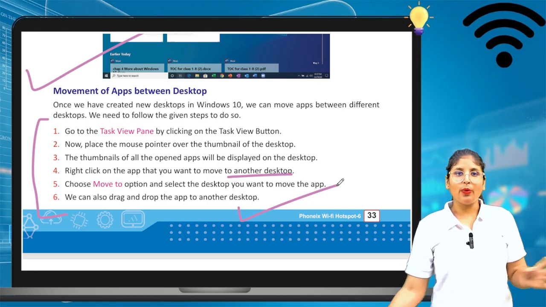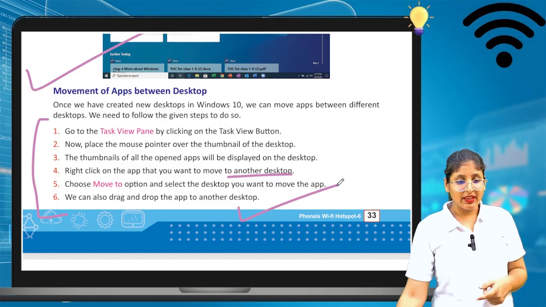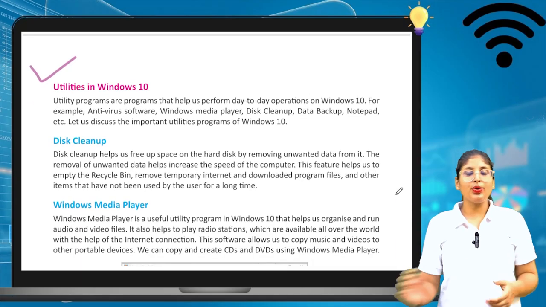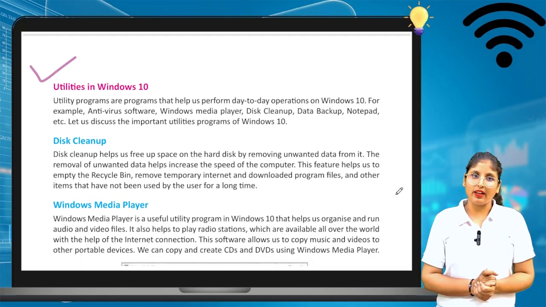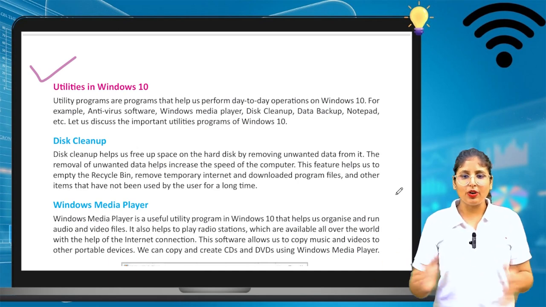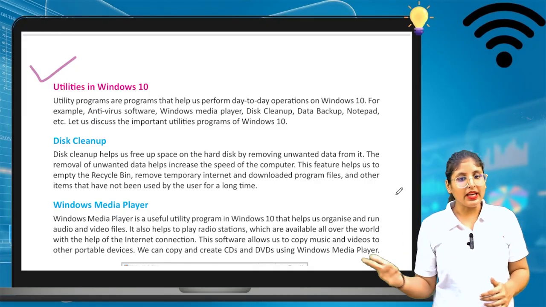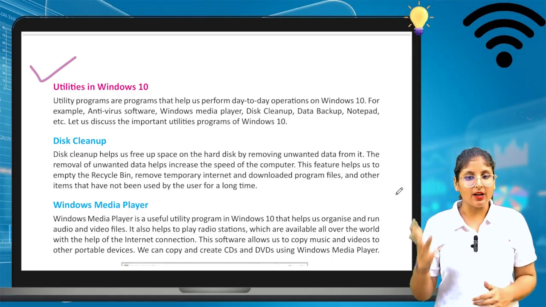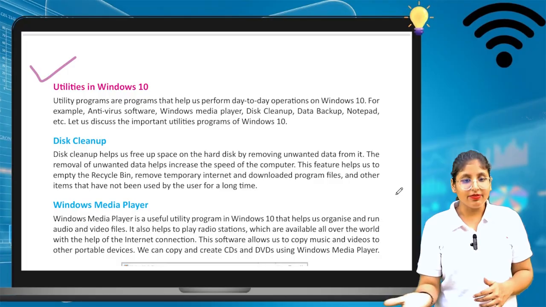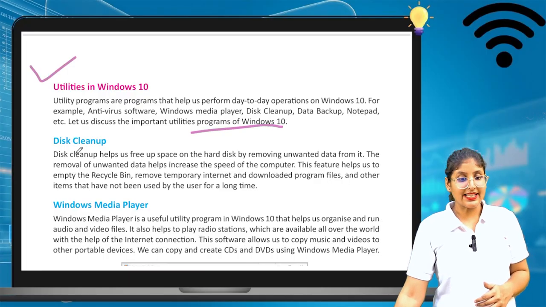Easy peasy. That is how we can move apps from one desktop to another desktop. Now we will see some utilities in Windows 10. What are the utilities in the Windows 10 operating system? Utility programs are programs that help us to perform day-to-day operations in Windows 10. For example, antivirus software, Windows Media Player, Disk Cleanup, data backup, Notepad, etc. These are the things that we can use in our day-to-day life. Let us discuss some important utility programs in Windows 10.